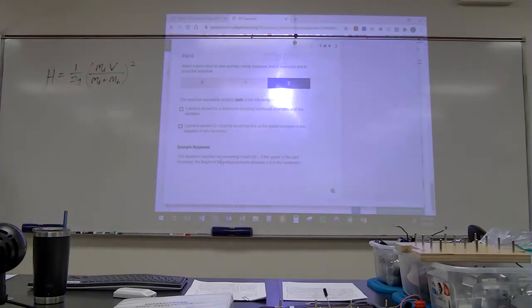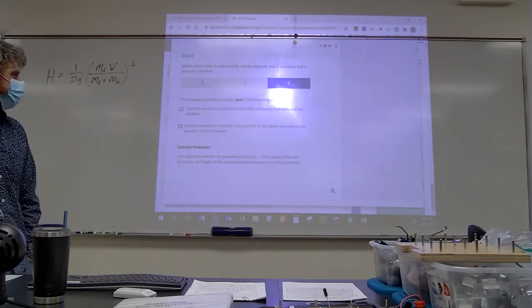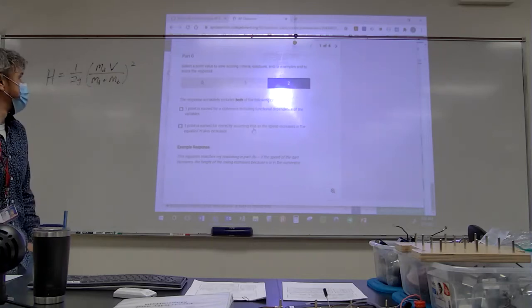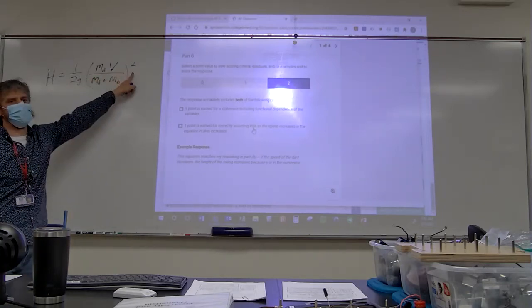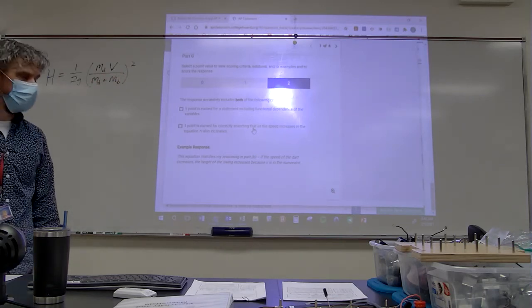So an example response: the equation matches my reasoning in part B. If the speed of the dart increases, the height of the swing increases because V is in the numerator. Okay. I don't like that one, but apparently if you said that, you'd be good. Now you do see, everything in here gets squared, right? So it's proportional to the square of the velocity, which will be important in the next part.